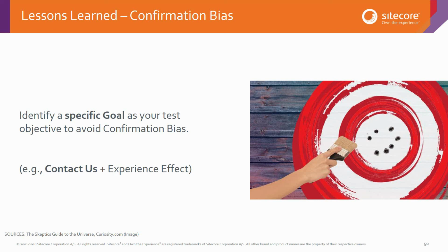Remember to identify a specific goal as your test objective, and that will help you avoid confirmation bias. It's far too easy to look through data and sift through it and find something that bolsters the opinion that you have at the time. But being data-driven doesn't mean you need to drive around until you find data that supports your opinion. Make sure you're actually measuring against the goal you set out to improve, and learn from failed tests to better create new ones.